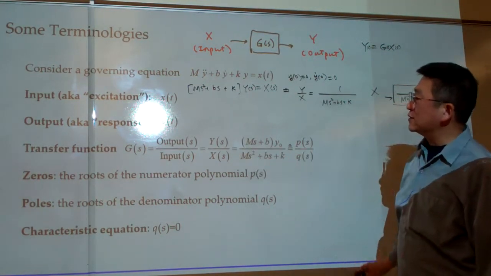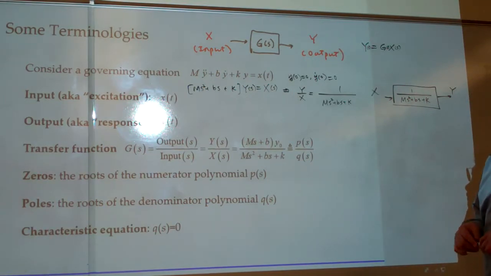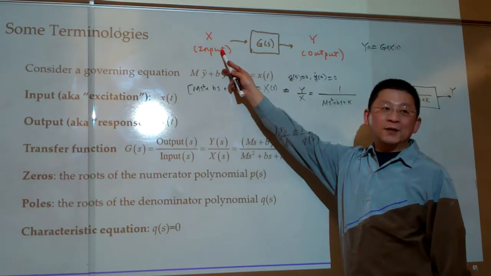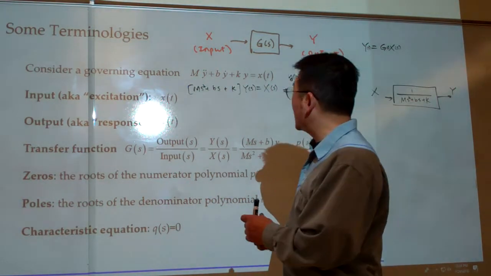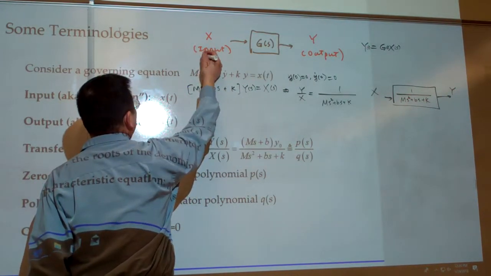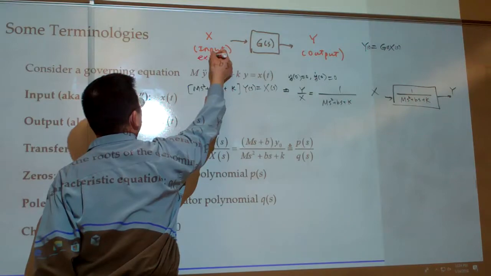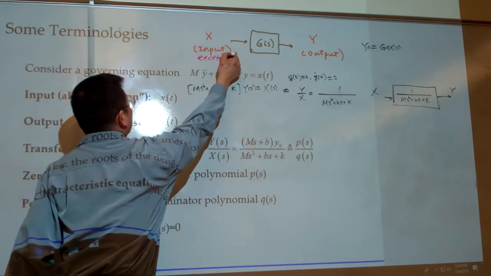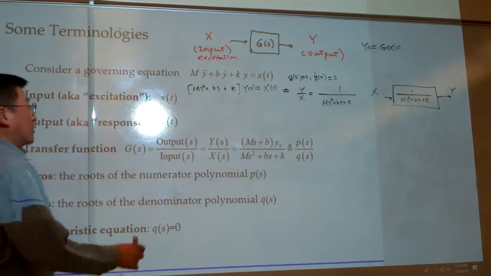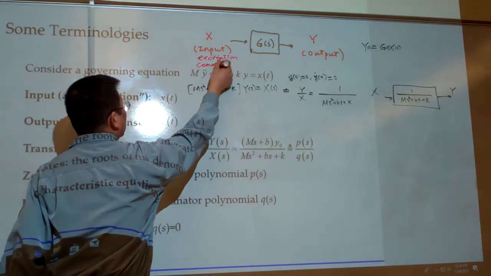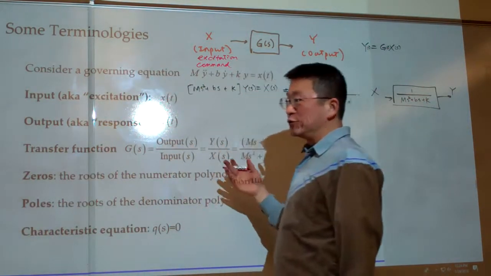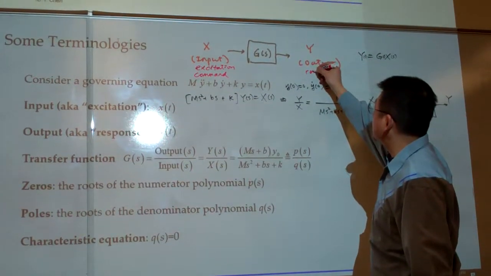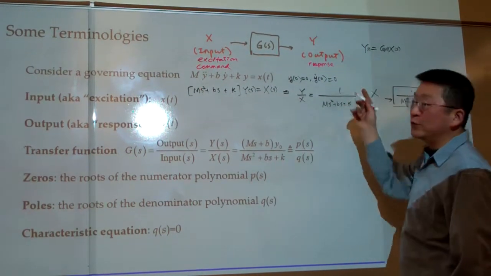And for the transfer functions, we have a few more terms. Sometimes we call the input, and sometimes people like to call it excitation. I give you certain common names here. People like to call it the input or the excitation, and some people like to call it the command. So there are a few terms that can be exchanged. For the output, sometimes people like to call it the response or the output, whatever.